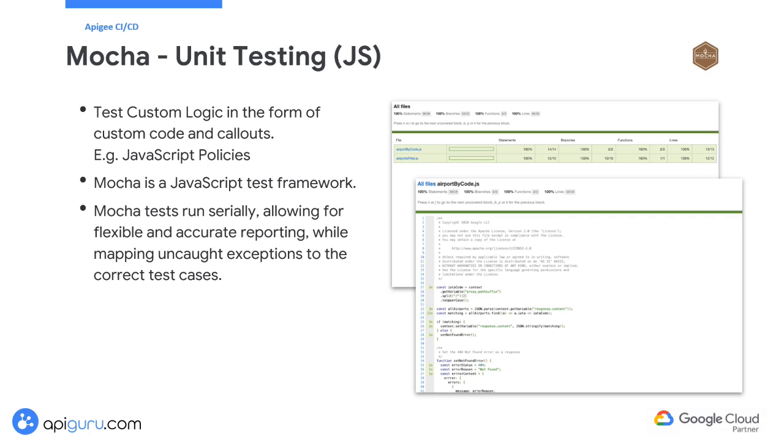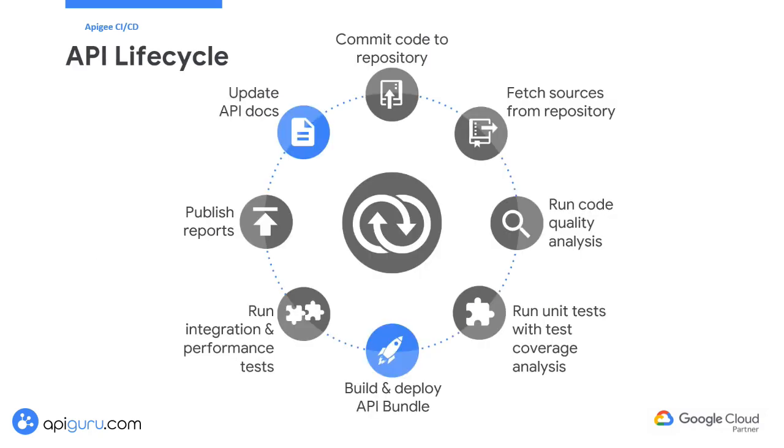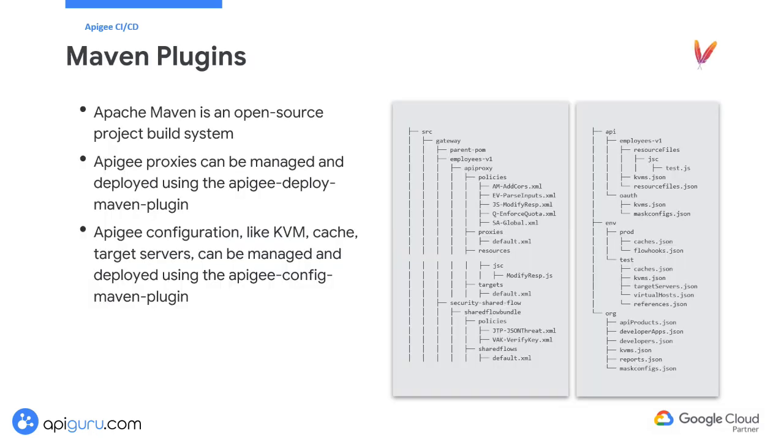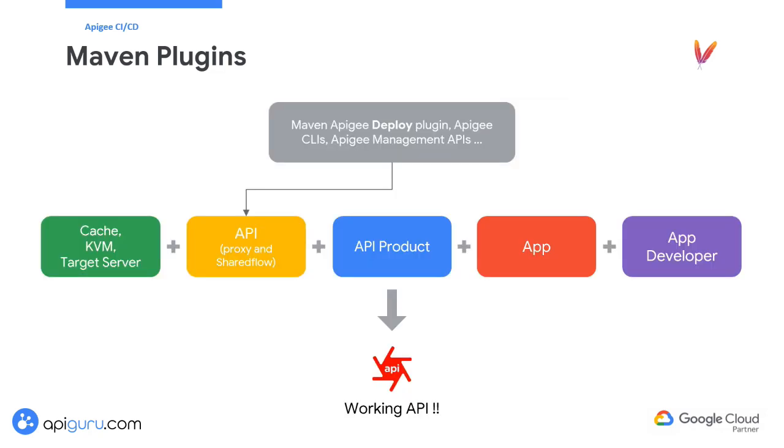Let's explore the various tools for deploying API bundles and publishing OpenAPI specifications to Apigee. This list offers a comprehensive overview of the available options. Let's go through each one in detail. Apache Maven is an open source build automation tool with 2 plugins for managing Apigee resources. The Apigee Deploy Maven plugin enables efficient management and deployment of Apigee proxies, while the Apigee Config Maven plugin allows for the management and deployment of Apigee configurations such as KVMs, caches, and target servers.